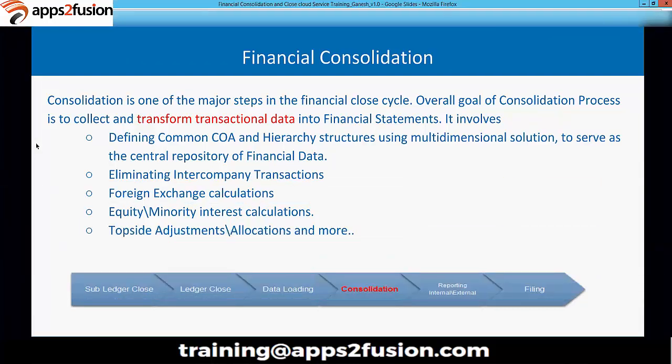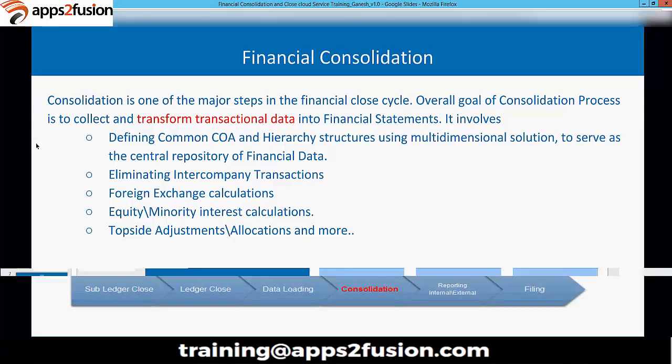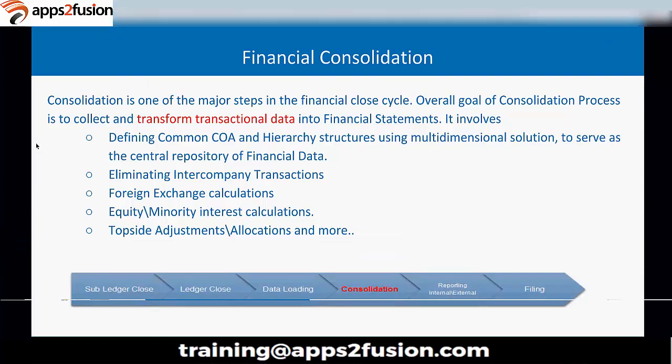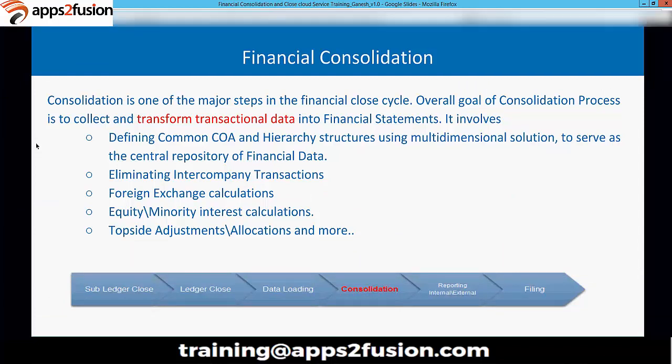Now there could be a lot of transactions that were not recorded in your transactional systems, in ERP, right? So those transactions will have to be adjusted, input in your EPM application. Those are called topside adjustments. The journal functionality within your consolidation system is used to make sure those transactions are recorded in your consolidation application. And there are a lot of calculations that you'll have to do, for example, equity interest calculations, minority interest calculations. So all of this happens in your consolidation application. Any questions so far?